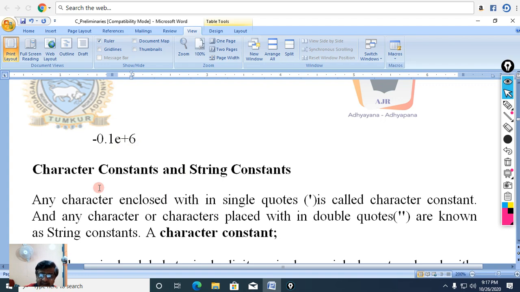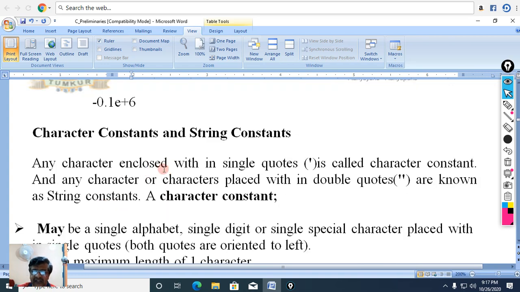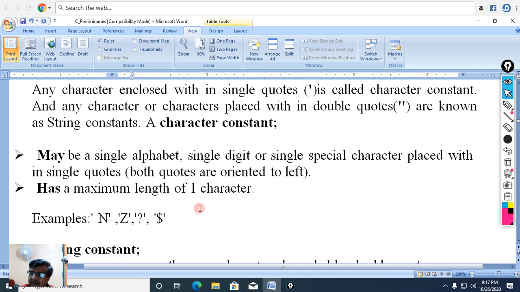The other types of constants are character constants and string constants. Any character enclosed within single quotes is called a character constant, and any character or characters placed within double quotes is known as a string constant. A character constant may be a single alphabet, single digit, or single special character placed within single quotes and has a maximum length of one character.